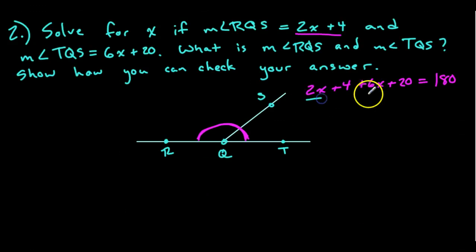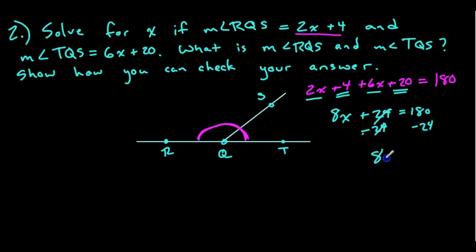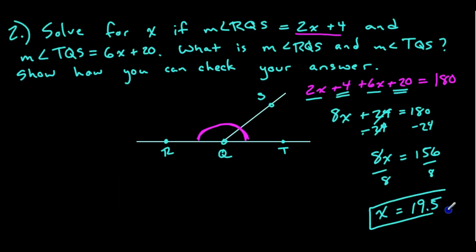All right, let's go ahead and do a quick algebra here. 6x and 2x is going to give us 8x, plus 4 and 20 is 24. We got 8x plus 24 equals 180. Let's subtract 24 on both sides here. We're left with 8x equals 156. We will divide each side by 8. And we're left with x equals 19.5. Okay.